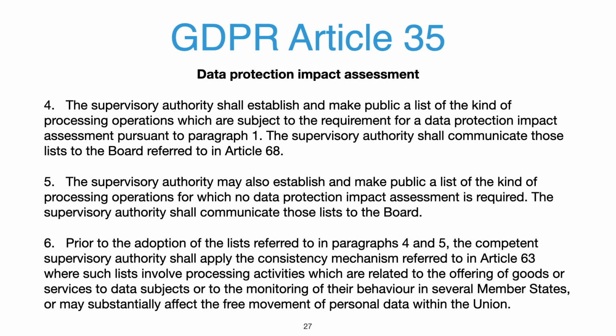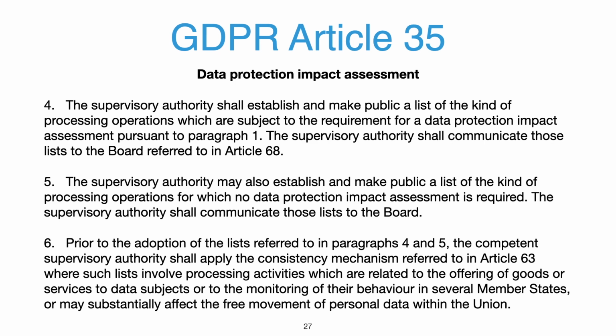Article 35(4) specifies that, notwithstanding the details in the previous sections, the supervisory authority can also make a list of the kinds of processing that will require a data protection impact assessment. So the list could even be more extensive. And quite helpfully in Article 35(5), the supervisory authority can also make a list of the kinds of data processing that do not require a data protection impact assessment.